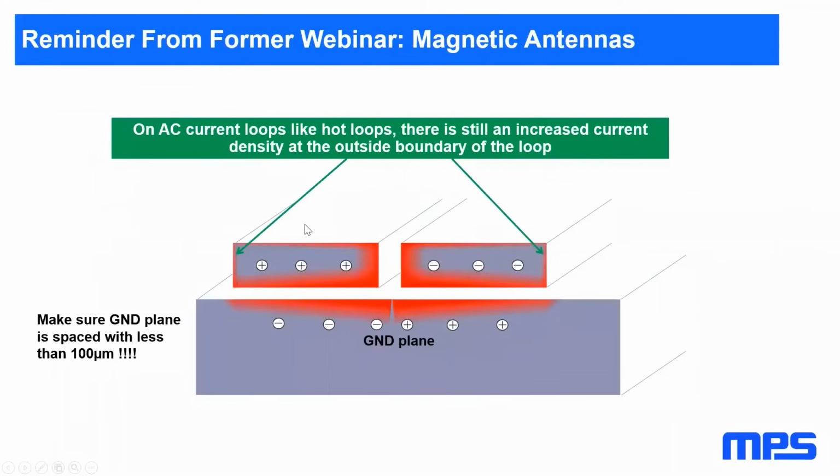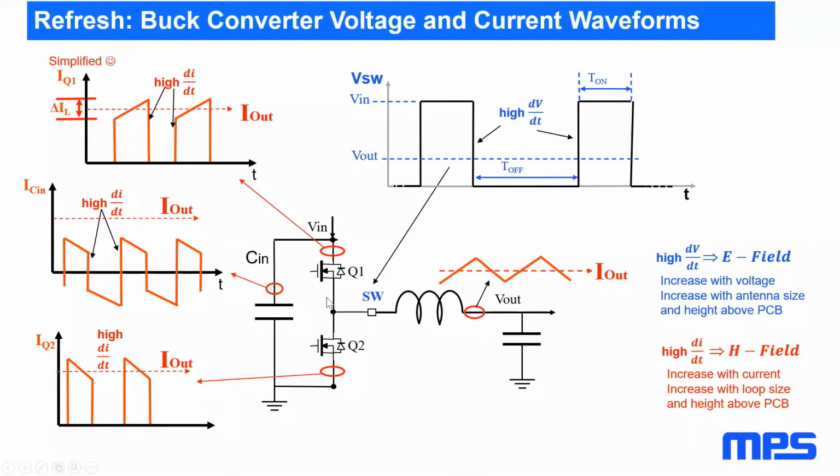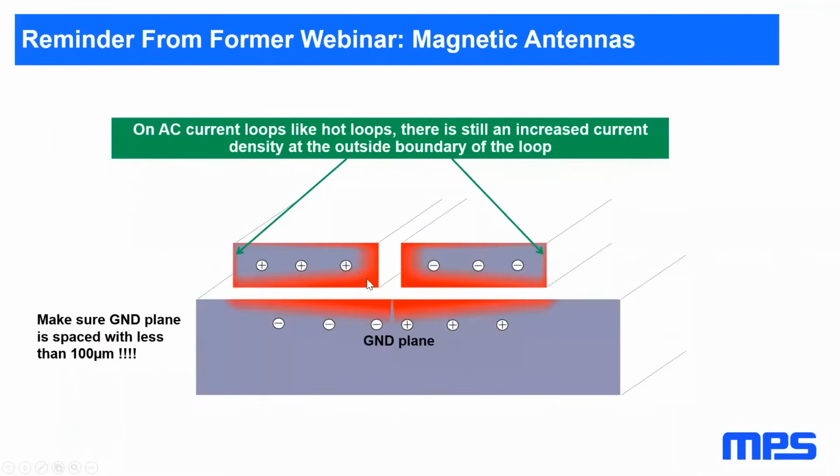A reminder from a former webinar, magnetic antennas. So if we think of our hot loop placed above a ground plane, so the MOSFETs and the input capacitor represented by these two conductors carrying high dI/dt. So with the AC currents, we have an AC magnetic field.